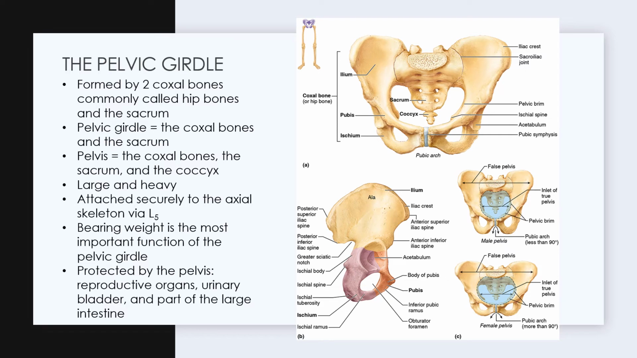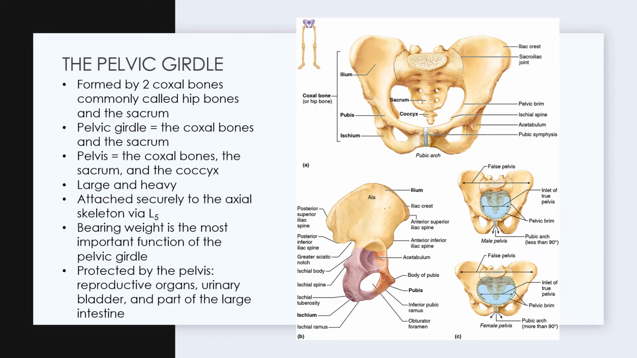Now let's talk about the pelvic girdle. It's formed by 2 coxal bones, commonly called the hip bones, and the sacrum. So the pelvic girdle versus the pelvis: the pelvic girdle is the coxal bones and the sacrum, and the pelvis is the coxal bones, the sacrum, and the coccyx. Unlike the shoulder girdle that we just talked about, which is light and highly mobile, the bones of the pelvis and the pelvic girdle are very large and heavy.